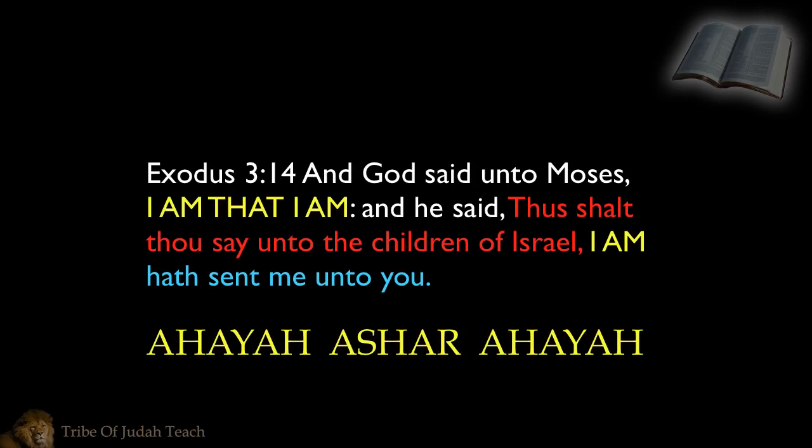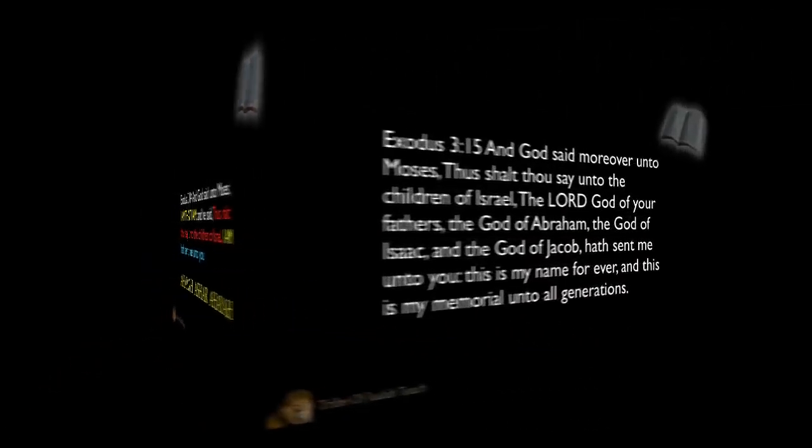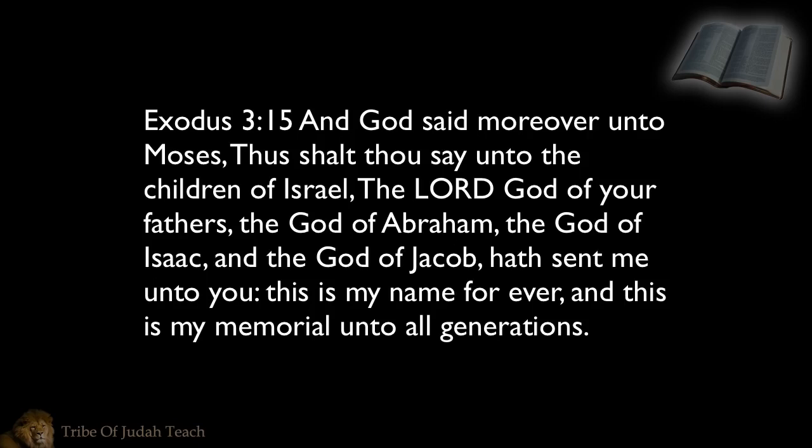So verse 14 is dealing with trying to describe the Most High. You can't stop at this verse because the conversation is not over. The next verse is where he actually gives Moses his name. Watch this. Verse 15. And God said moreover unto Moses. Now what does moreover mean? It means he continued to talk to Moses, and then he said this. Thus shalt thou say unto the children of Israel. Meaning, what I'm about to say to you now is what I want you to say to the children of Israel. It says, the Lord God of your fathers.